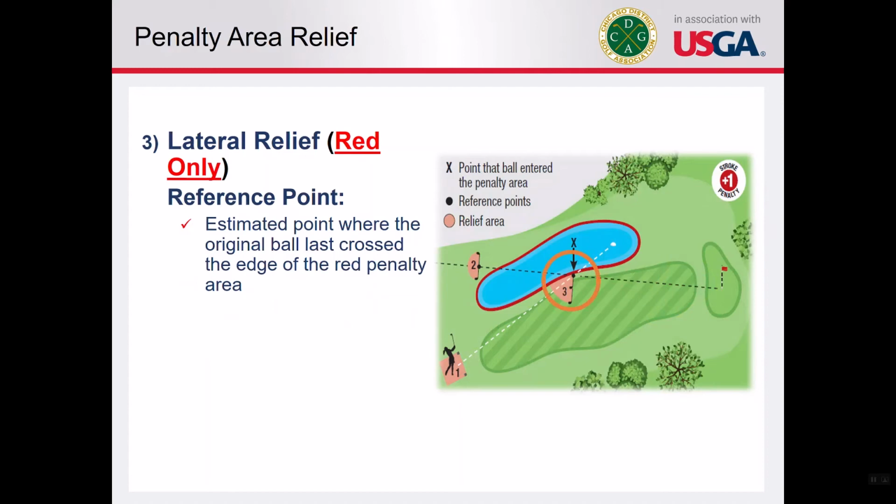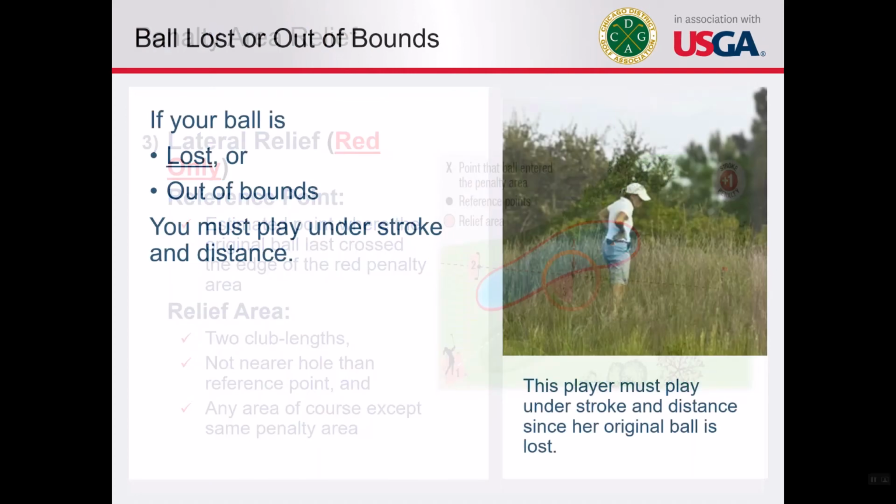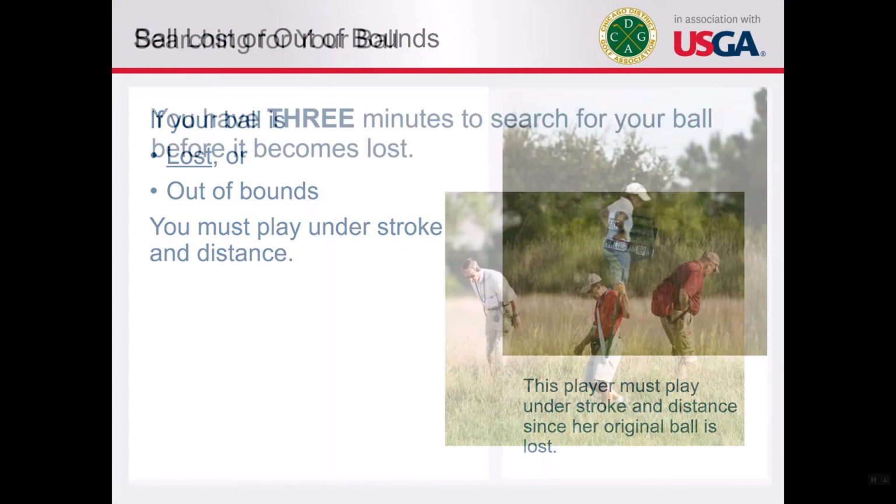For red penalty areas, there's an additional third option to take lateral relief. The reference point for lateral relief is the point where the ball last crossed the edge of the penalty area, and the relief area is 2 club lengths from the reference point, no closer to the hole than the reference point. If the ball comes to rest out of bounds, or if you lose your ball, you're required to take stroke and distance relief by playing from where the previous stroke was made.